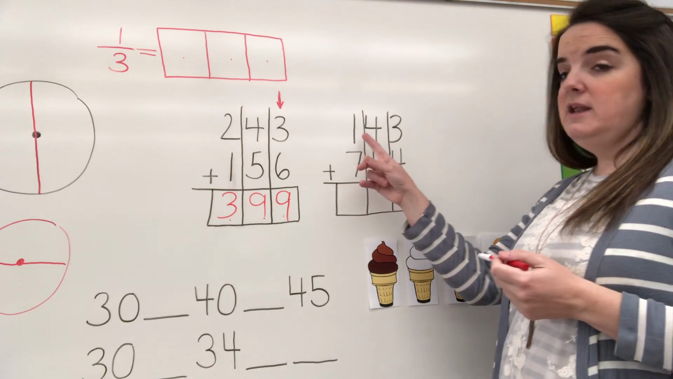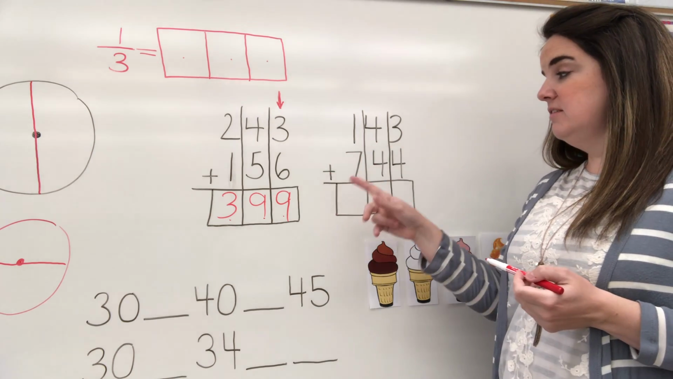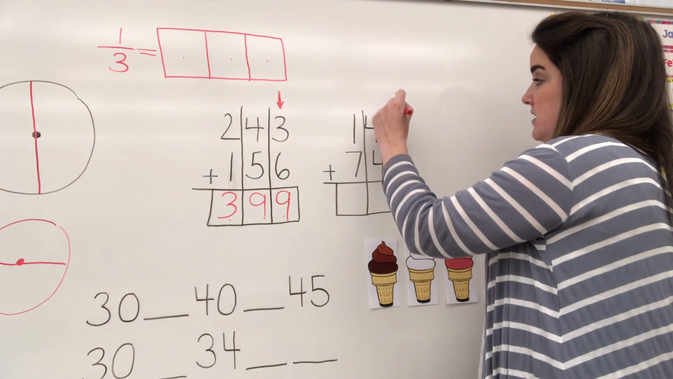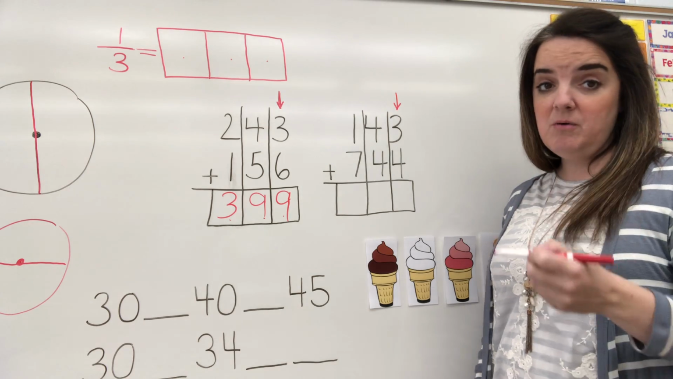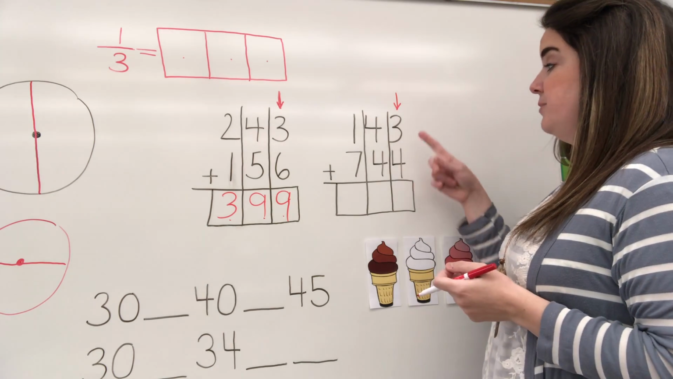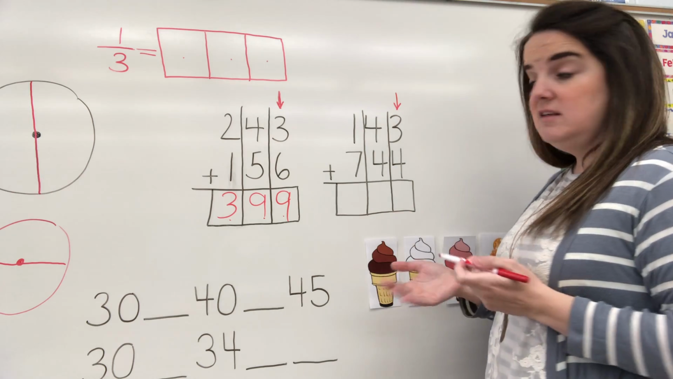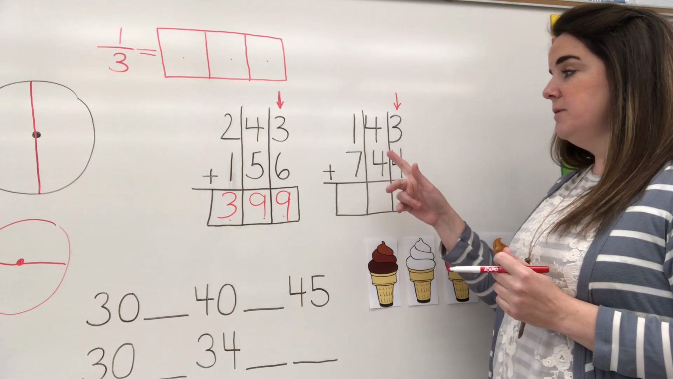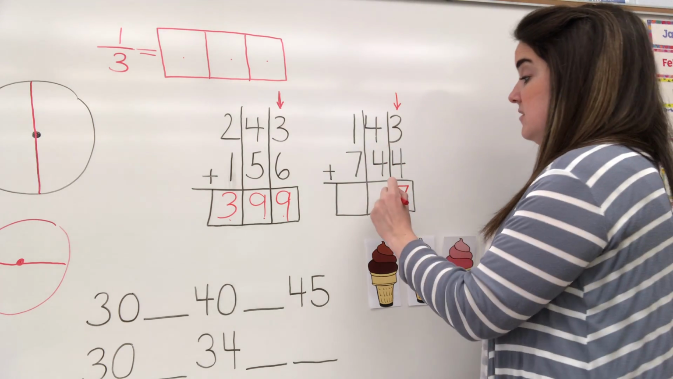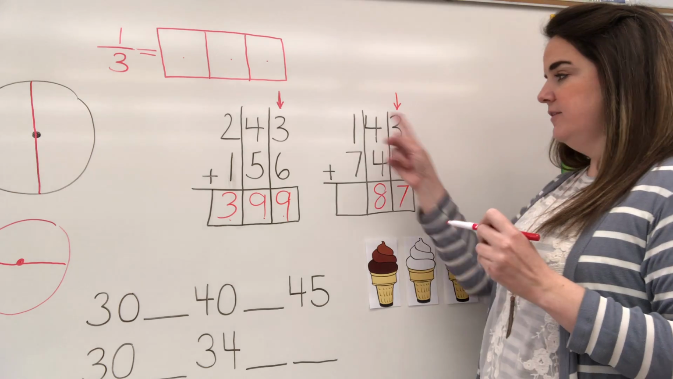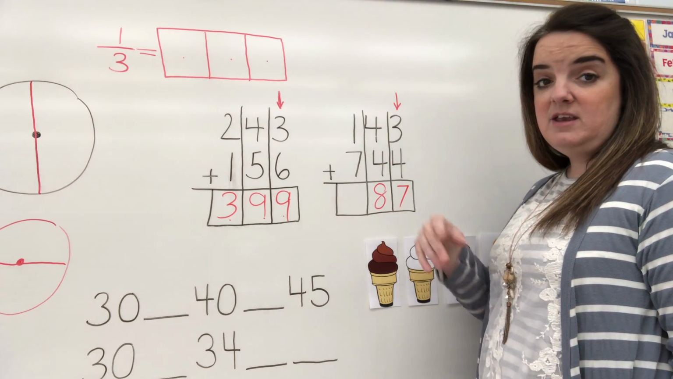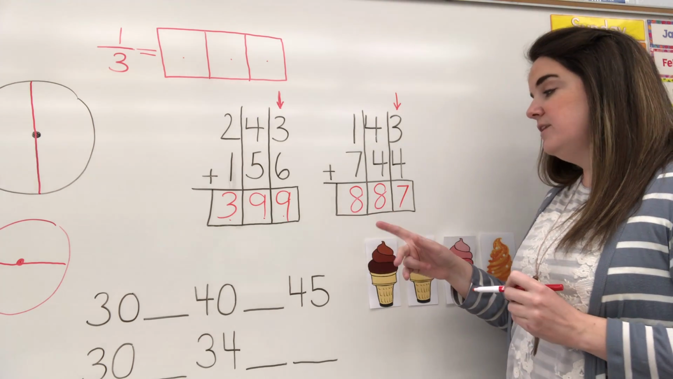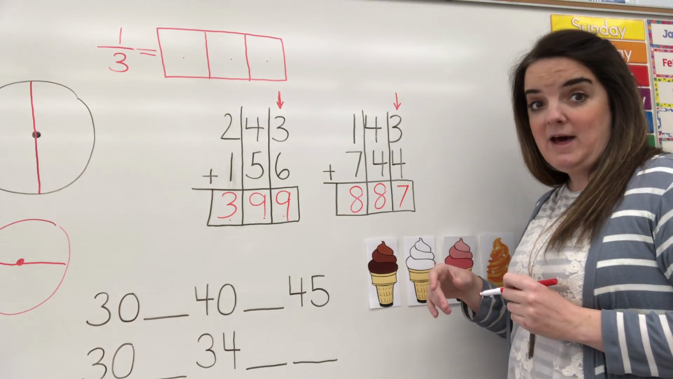We have 143 plus 744. So once again, we're going to start in the ones place. We always, always, always start in the ones place. We have 3 plus 4, and that is, of course, 7. Now let's move to the tens place. 4 plus 4 is 8. And then hundreds place. 1 plus 7 is 8. So our answer is 887. Wow.